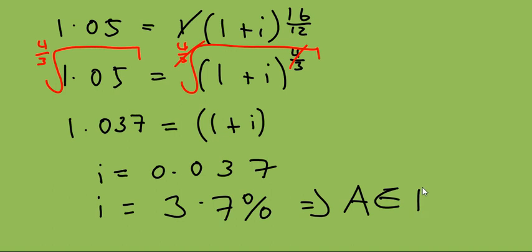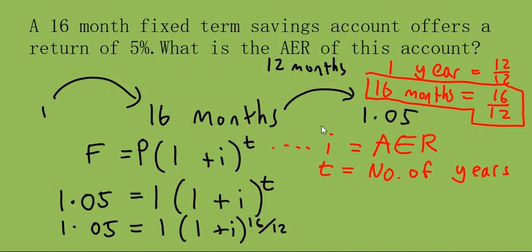So if an account offered a 3.7% annual rate and you were able to invest it for 16 months, this would give you overall a 1.05 return over the 16 months.